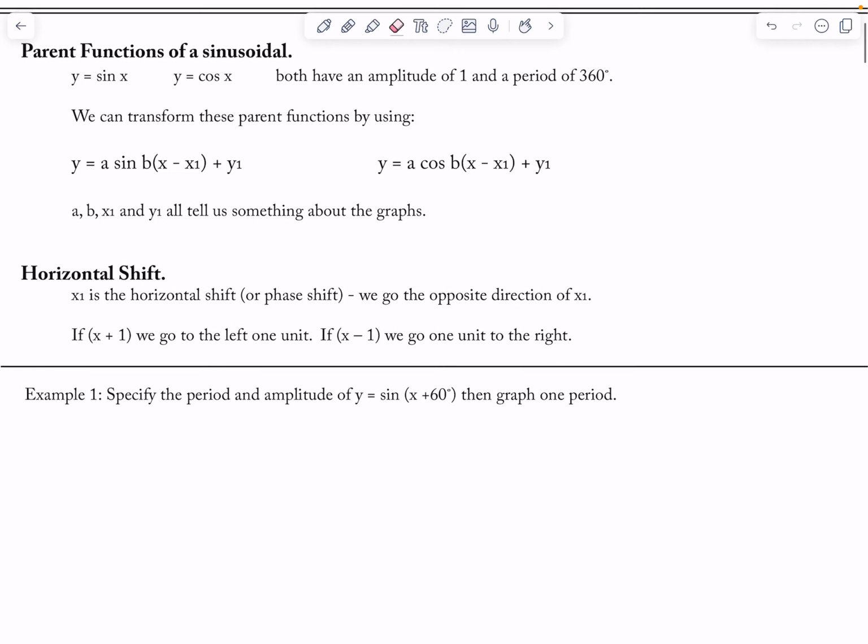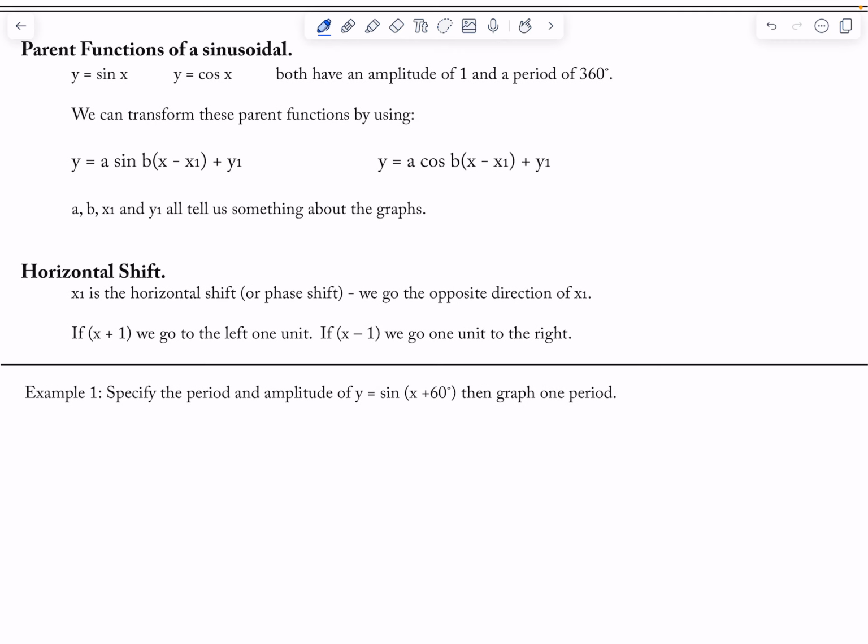All right, so let's go ahead and take a look at this. So this particular equation or this section is going to be dealing with what we call horizontal shifting. And horizontal shifting is if we are +1, we go to the left, and if we're -1, we go to the right. So a positive goes to the left and a negative goes to the right.